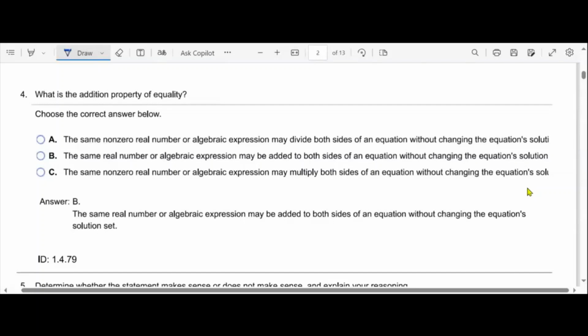So let's take a look at B. Read B. What does it say? The same real number or algebraic expression may be added to both sides of an equation without changing the equation's solution. Okay, so I can add the same real number. So the answer here is B. But what about C? Take a look at C. Read C. The same non-zero real number may multiply both sides of an equation without changing the equation's solution. So that's the opposite.